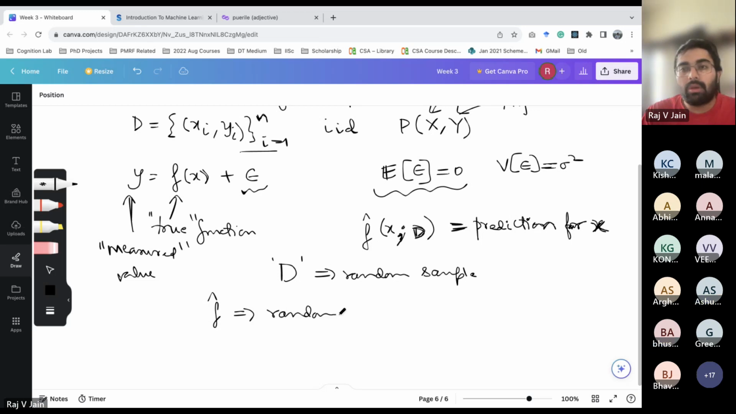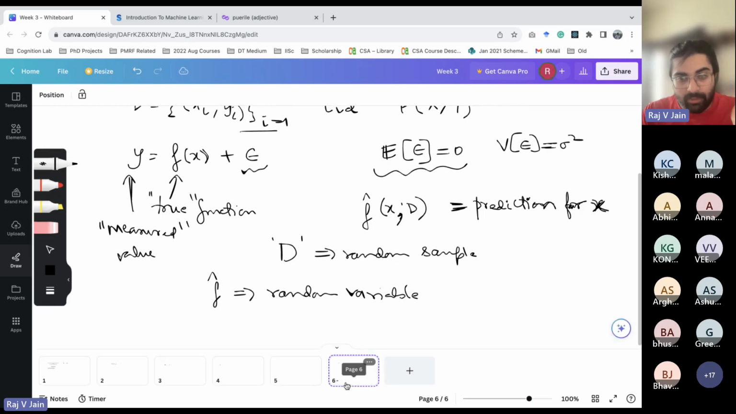Okay. So the inputs to the function are random. Therefore, the function f hat is also random. Input in the sense of what? D. Okay, D is not the input to the function. A function always takes x as the input, right? But x is also random because D is random. Again, x is not random. No, this is not what I mean.